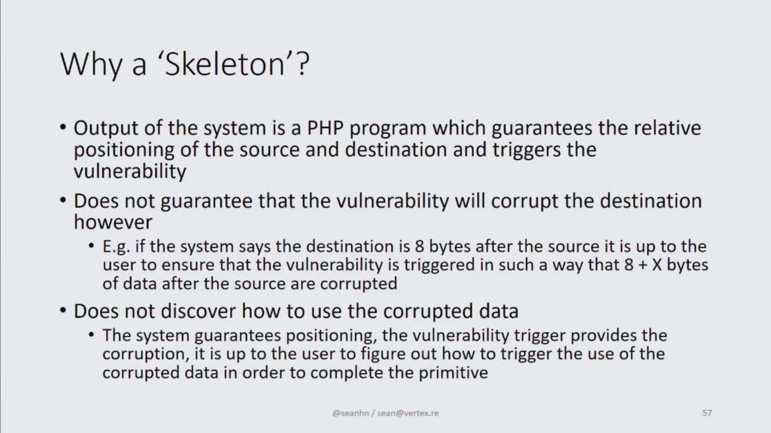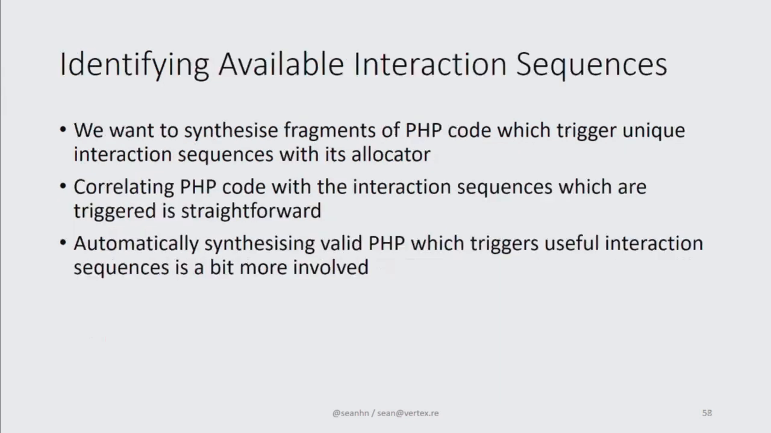So it's up to the user to ensure that if the system says, I can get you this source buffer within 8 bytes of this destination buffer, you as the exploit developer need to make sure that the vulnerability will actually corrupt 8 bytes and then corrupt the target. And then finally, it doesn't discover how to use the corrupted data. So it will guarantee positioning, and if you ensure that the vulnerability performs the correct corruption, it will guarantee that you get the destination corrupted, but it's up to you as the end user to figure out how to use that corrupted data. So these are future work.